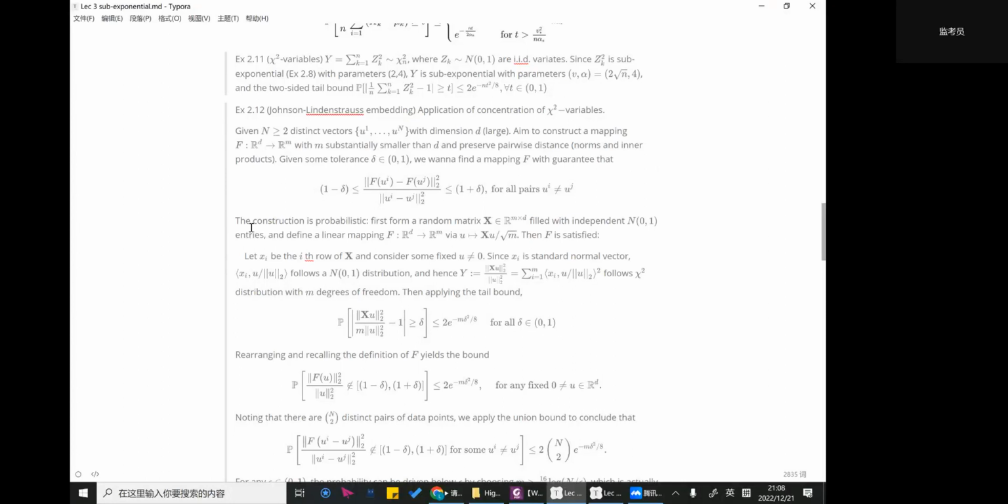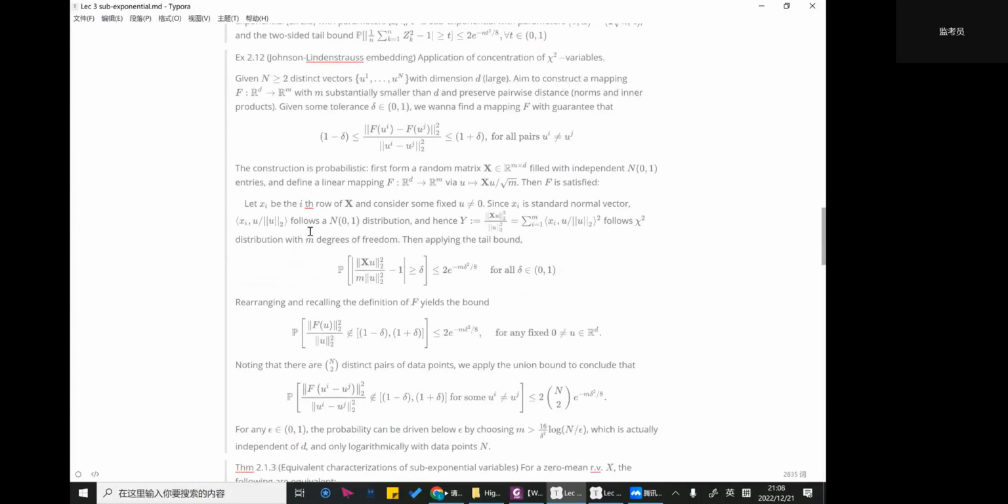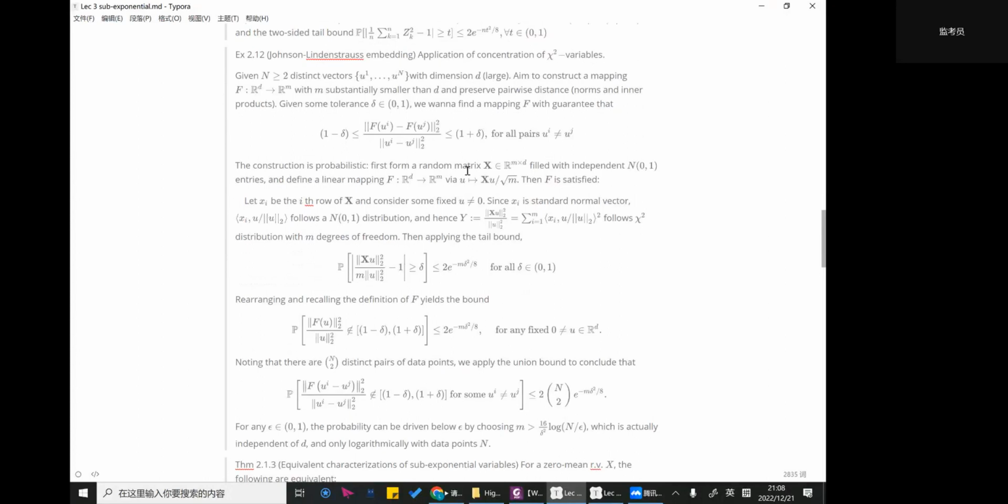Here's the way of construction. This construction is probabilistic. We set the random matrix X with every entry an independent standard normal distribution, and we define a linear mapping like this. Then we can verify that f is satisfied.